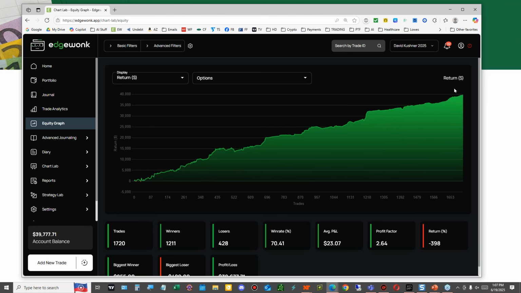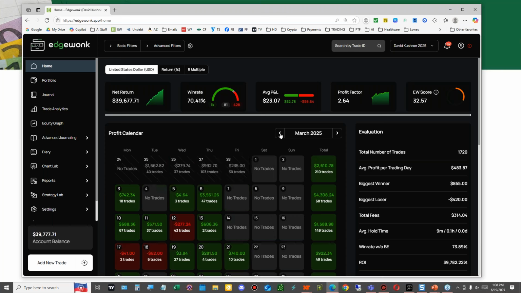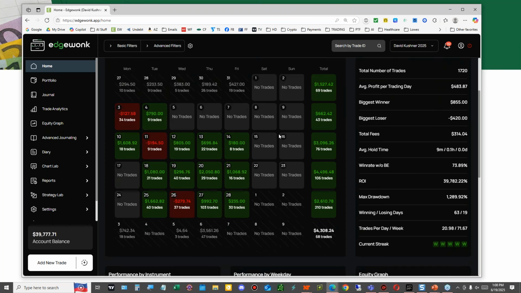Just the markets for the last couple of months have been so choppy and so sideways. It's been tough to make big gains, but we've made money in the market. Right now, I'll go to the home page here, we're running a 70% win rate with a profit factor of 2.64.